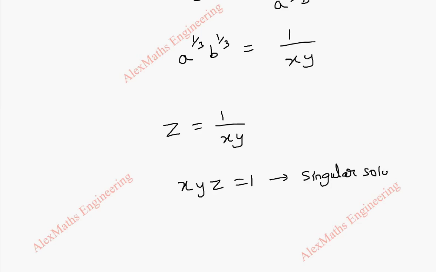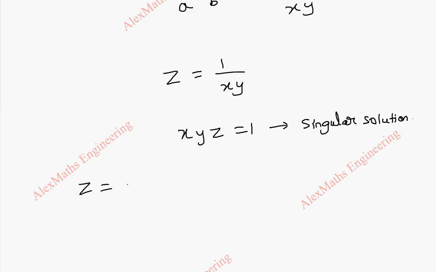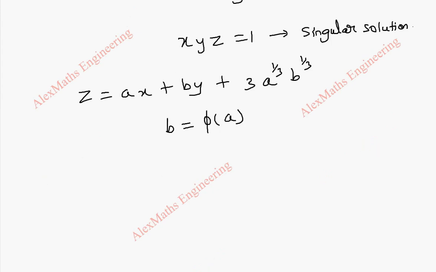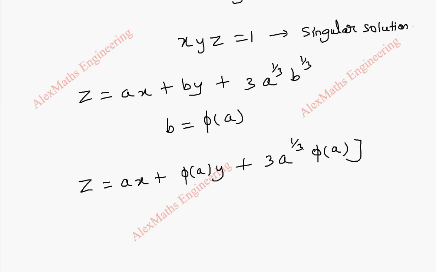To get the general solution, we have to take z, which is ax plus by plus 3 a power 1 by 3 b power 1 by 3. Replace b as a function of a. So z equal to ax plus phi of a into y plus 3a power 1 by 3 phi of a whole power 1 by 3. So we replaced b as phi of a.